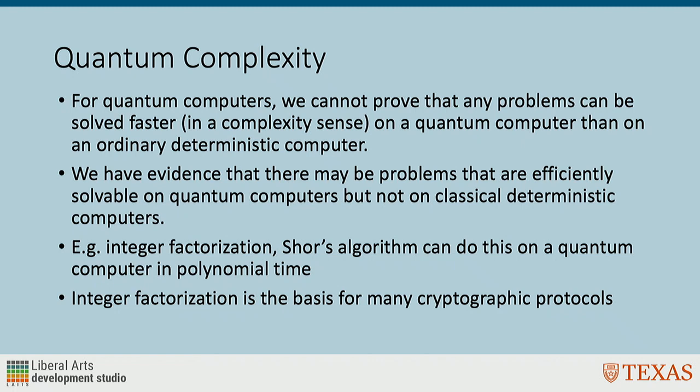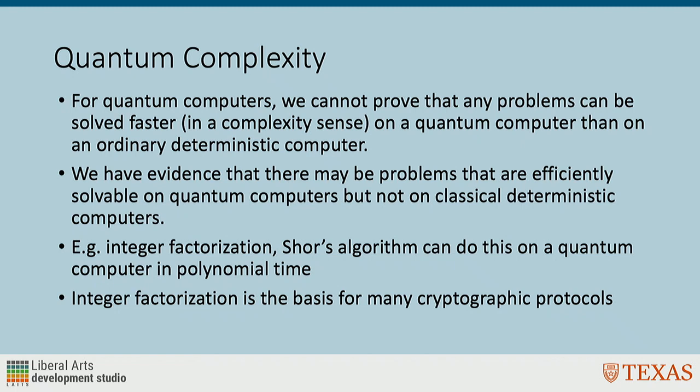We have evidence, though. The most famous bit of evidence is this problem called integer factorization, which is the core of a lot of cryptography algorithms. That is to take a very large number and figure out what its prime factors are, or at least its integer factors are, and to do that efficiently. And there is an algorithm on a quantum computer that can do that, and we've never discovered an algorithm on a regular computer that can do that.